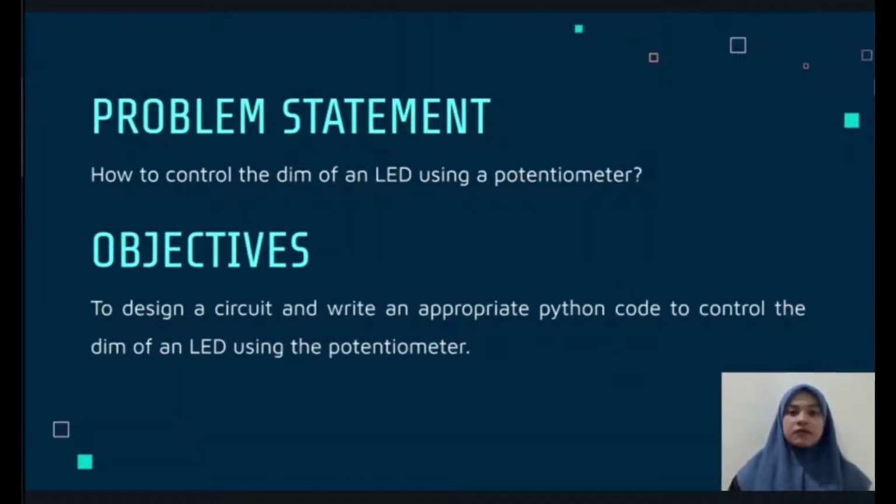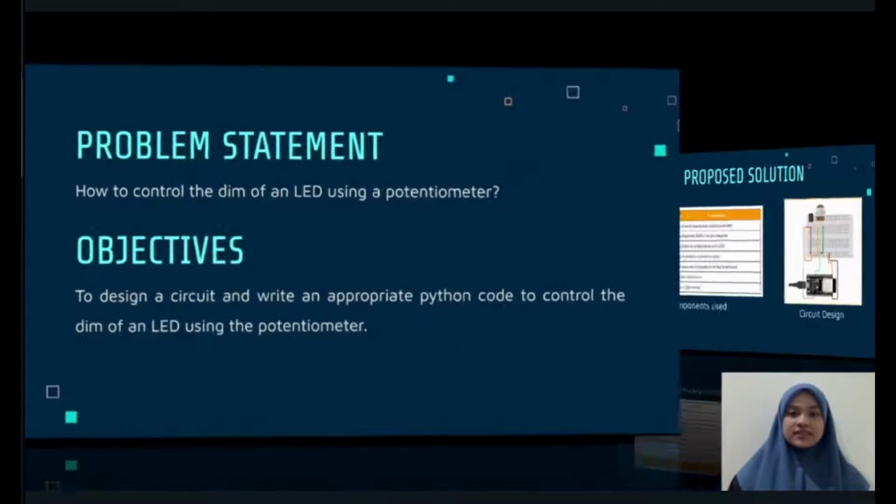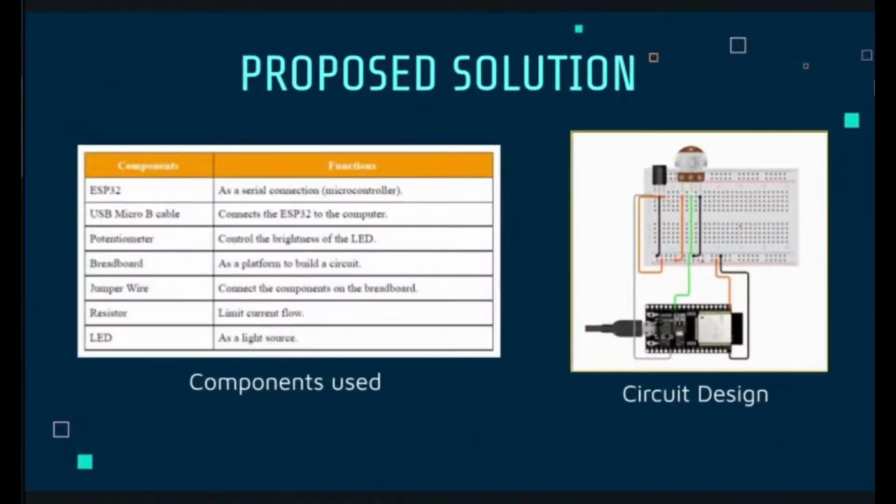The problem statement for project 1 is how to control the dim of an LED using a potentiometer. The objective of this project is to design a circuit and write an appropriate Python code to control the dim of an LED using a potentiometer. Proposed solution. This section will explain step by step how to solve the problem of how to control the dim of an LED using the potentiometer.